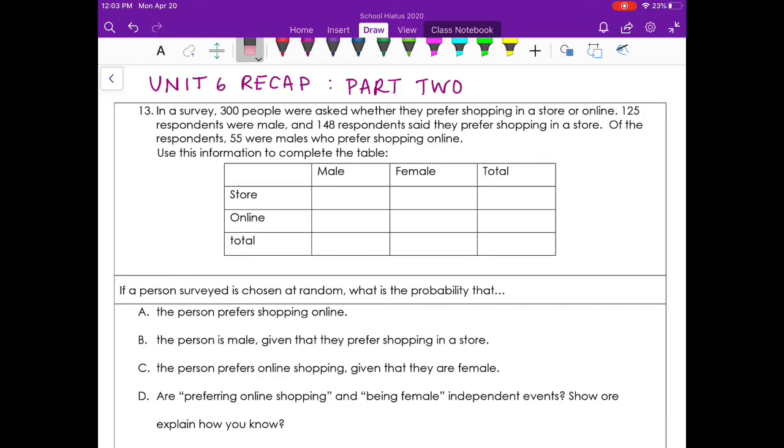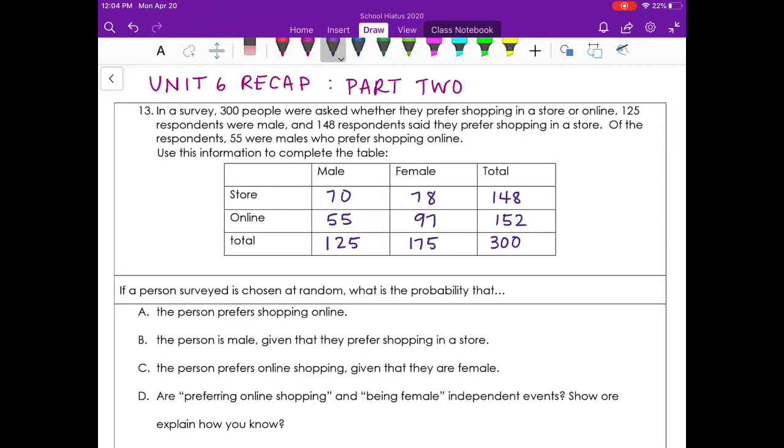In number 13, we're looking at a survey of 300 people, and they were asked whether they prefer shopping online or in a store. 125 of the respondents were male, and 148 respondents said they prefer shopping in a store. Of the respondents, 55 were male who prefer shopping online. Now we'll use this information and subtraction to complete the rest of the table.